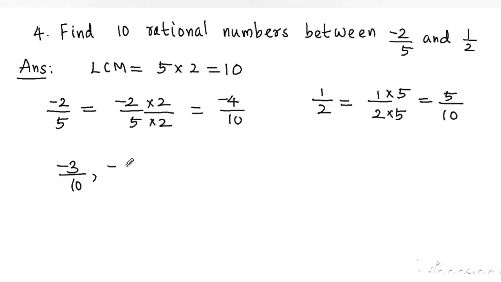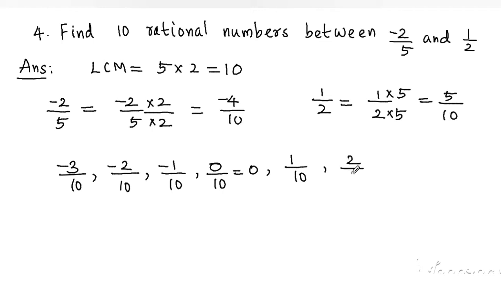So negative 3 by 10, negative 2 by 10, negative 1 by 10, negative, that is 0 by 10 is same as 0. So then next one is 1 by 10, 2 by 10, 3 by 10 and 4 by 10. But you can see here we don't have 10 rational numbers, we have only 8 rational numbers. Okay, so this method will not work, so we can just change the denominator.